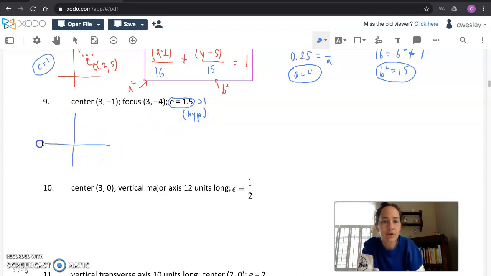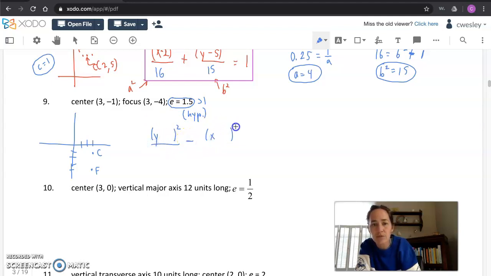Is this thing vertically or horizontally oriented? Well, when we sketch it, (3, -1) is here. That's the center. The focus is down vertically from there, right, at (3, -4). So in this equation, I'm going to have the y's be the positive fraction. We'll have (y minus something) squared over a squared minus (x minus something) squared over b squared equals 1.